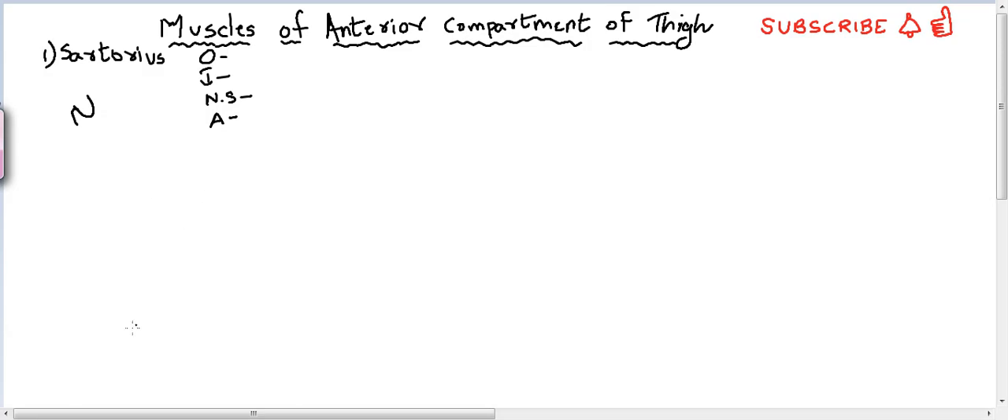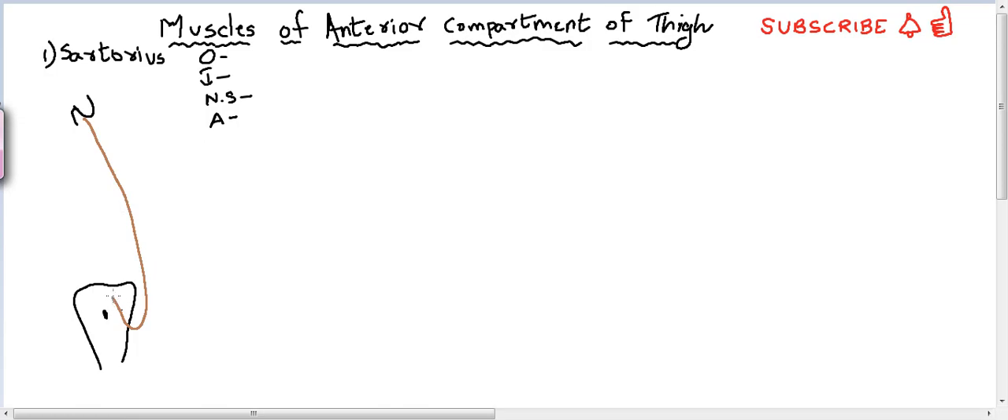Whereas the insertion of this muscle is on the tibia. Which part of the tibia? Upper and medial surface of the tibia. This portion of the tibia. So when drawing the muscle, we usually use brown color. So you can write like this.